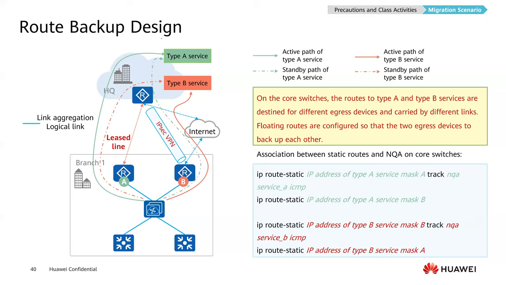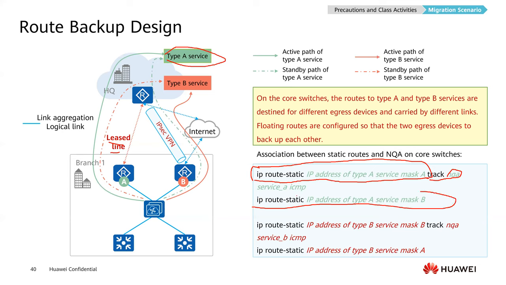For example, for the type A service, the default path is from this router, the left router, and it lets the traffic be delivered on the leased line. If the NQA is down, we should know that this router is the default router for the type A service, and this router has already been associated with the NQA entries. If this NQA is down, this router's entries will not take effect. You should know that. So this router will work. You find that for this router, this path is from the internet and is delivered by the IPsec VPN. That is the route backup design.